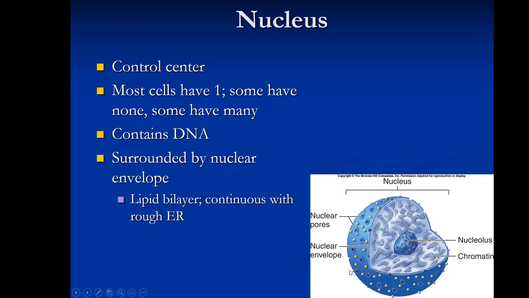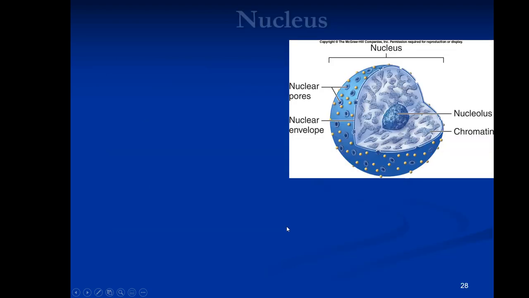It's continuous with the rough ER, as we saw earlier. You see these yellow dots, those are ribosomes. Remember the rough ER had ribosomes? You do get ribosomes on the nuclear envelope also. Nuclear pores are these openings that allow things to get in and out of the nucleus. This is also important in protein synthesis, when you want to get something called messenger RNA back and forth.